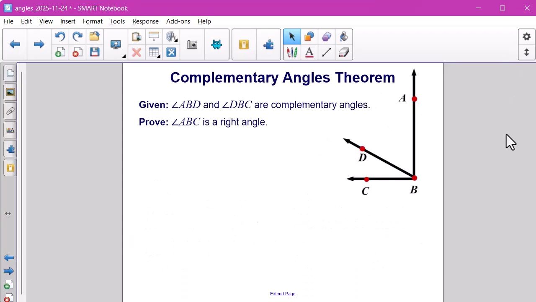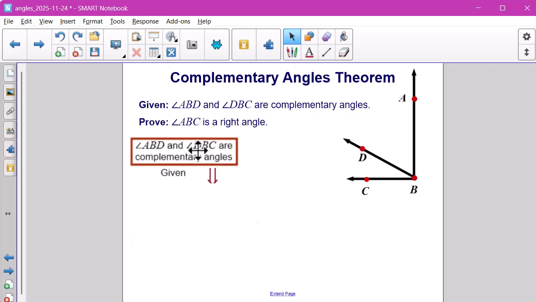Now let's prove the complementary angles theorem. We are given that angle ABD and angle DBC are complementary angles. We need to prove that angle ABC is a right angle. Well, let's start off with our given statement.